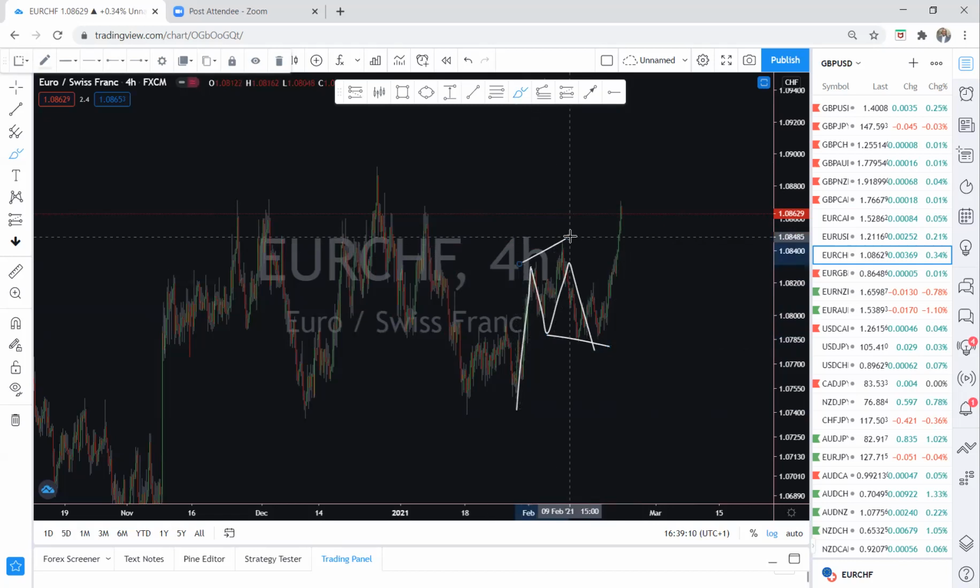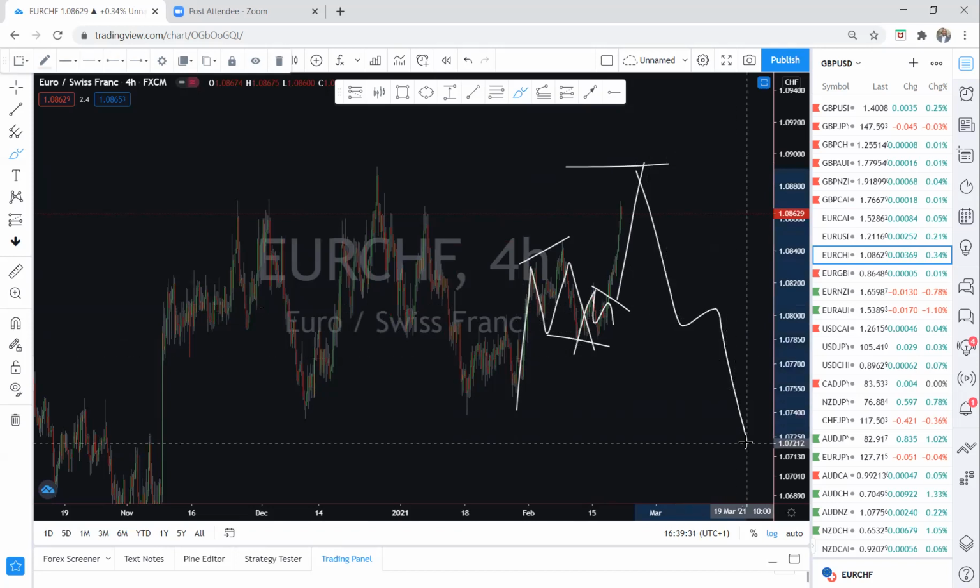Okay, after this expanding flat, we had this impulse. Then after this correction, we got in for the buy. This initial wave in white here must come here to complete. At this level, we expect Euro CHF to make another wave to the downside.